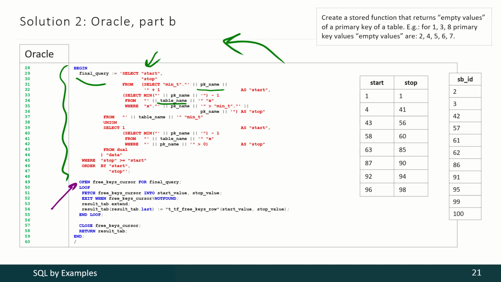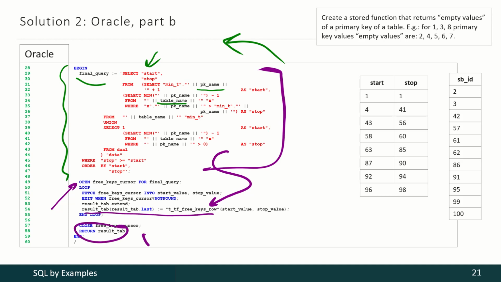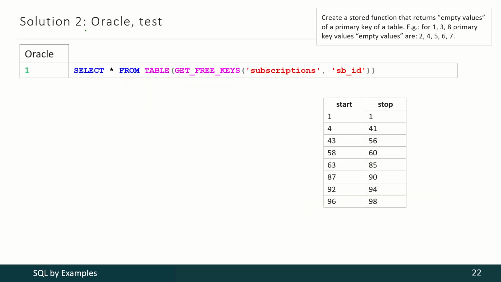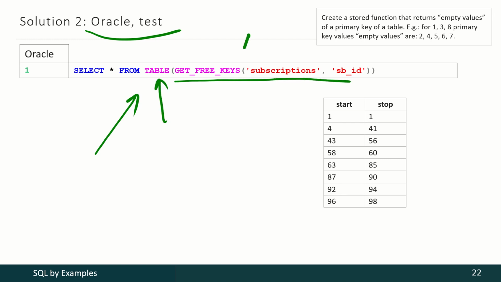Then we have to open a cursor for such final query, and we have to copy the information from this query result to our final table. And then we only have to return our final table. And here it is. To test this function in Oracle, we have to execute such query. Here is our function call, and that's the transformation of the returned data into such a table.